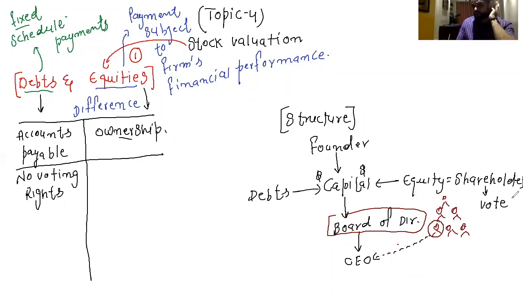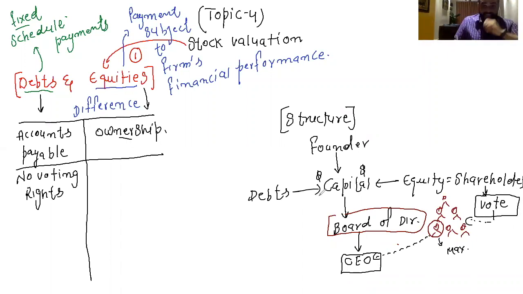So shareholders, they will vote. You know what is the meaning of vote? Yes, okay. So these shareholders are going to vote for someone among these people. And the person who gets the maximum votes will become the CEO. That's the whole story about voting.